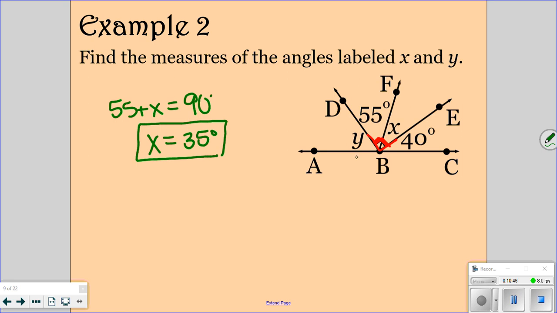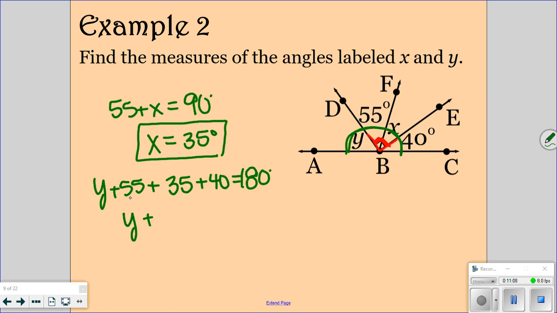Okay, and then we know that all 4 of these together make a straight line. So that means that Y plus 55 degrees plus X, which we just found to be 35, plus 40 has to equal 180 degrees. And so if you solve that equation, Y plus 55 plus 35 plus 40 is 130. And then if you subtract, Y will equal 50 degrees. And so that would be your X and your Y.